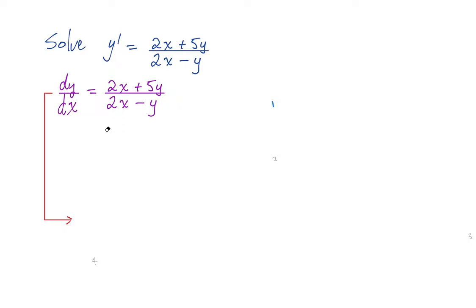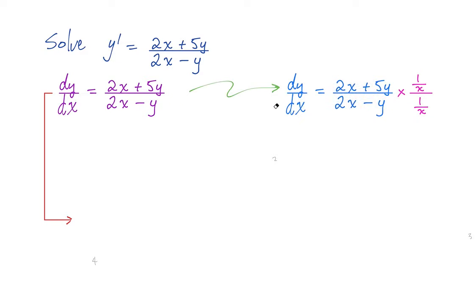So this is another case of variable substitution, and we discover, if we have a quick look here, that we can create that y over x scenario that I mentioned in an earlier video by multiplying the right-hand side of the differential equation by 1 over x and 1 over x, top and bottom. And that generates dy/dx equals (2 plus 5 times y over x) over (2 minus y over x). And now we do our variable substitution.